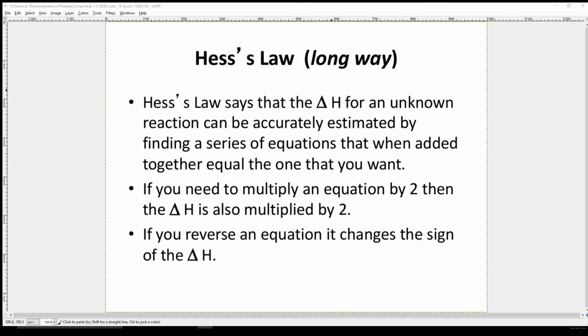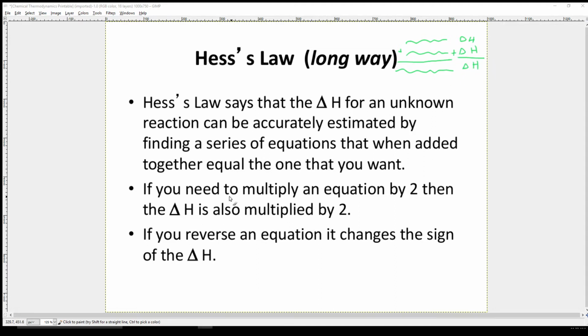the long way. It can be accurately estimated by finding a series of equations that, when added together, equal the one that you want. So you've done this before, where you say this equation and this equation, you add them together and you get a new equation, and you take their delta H's and you add those together and you get a new delta H.